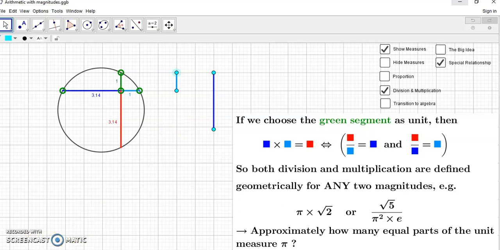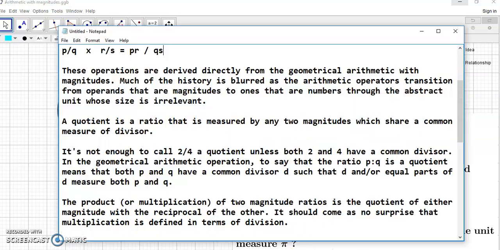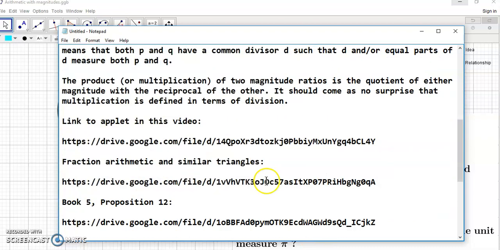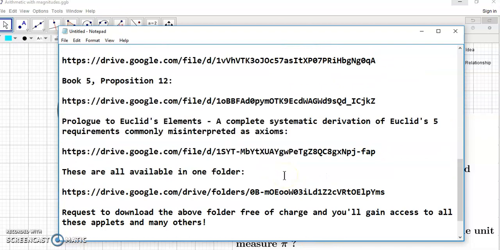So I bet you didn't know that and have never thought of it. So there you have it. That's pretty much most of what you need to know. And of course, the product of two magnitude ratios is the quotient of either magnitude with the reciprocal of the other. And it should come as no surprise that multiplication is defined in terms of division.